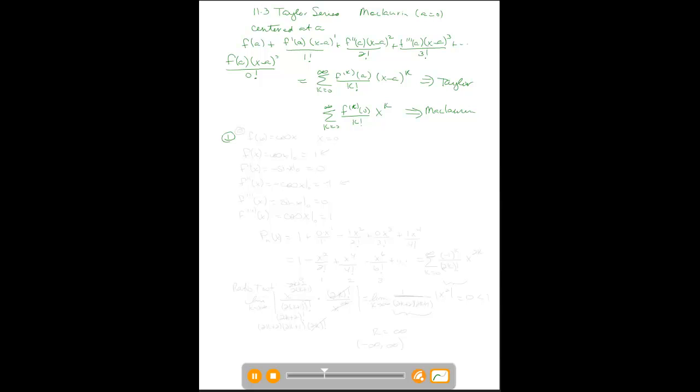So let's look at example 1. They want us to find a Maclaurin series, so it means centered at 0. Part A is for f of x equals cosine of x, and we're centering it at x equals 0. So you take the function, you evaluate it at 0. The cosine of 0 is 1. You take the first derivative, negative sine of x, you evaluate it at 0, and you get 0.